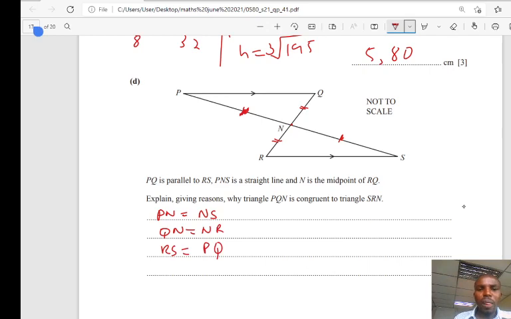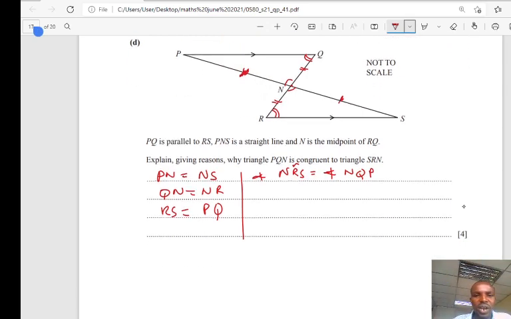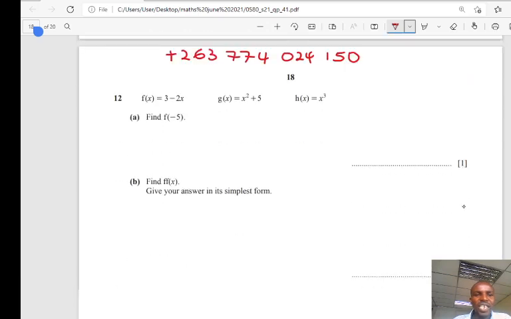They are the same. Then this angle is equal to this angle. This angle is equal to this angle. So you can also say the angles are the same. Angle NRS is equal to angle NQP. So you can now list them in terms of angles. Then in that case you are done. So they are congruent, they are the same.